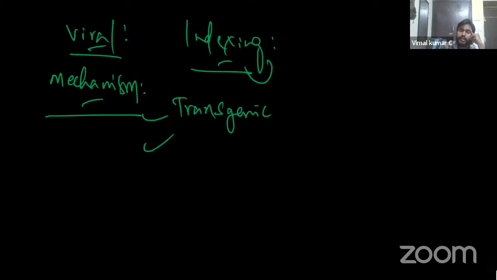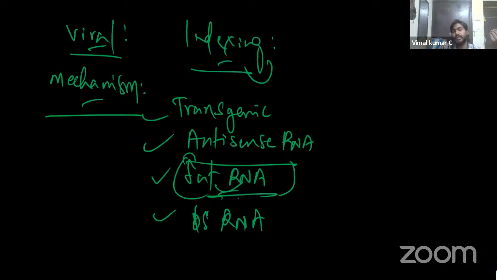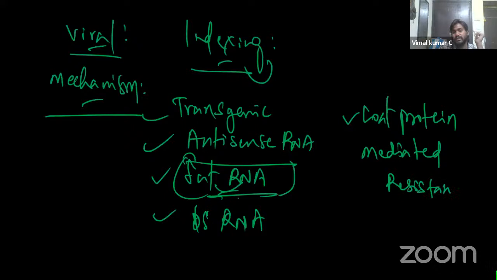These are all breeding methods. Then we can induce antisense RNA. Then we can have satellite RNA. I told you, satellite RNA is also an RNA or a kind of virus which is dependent on another virus to replicate. If it is depending on another virus, it is trying to reduce its efficiency of reproduction or development, so it will act as a biocontrol. That's what sat RNAs are meant for. Then double stranded RNAs. Then coat protein mediated resistance. So these are all the mechanisms we can adopt.